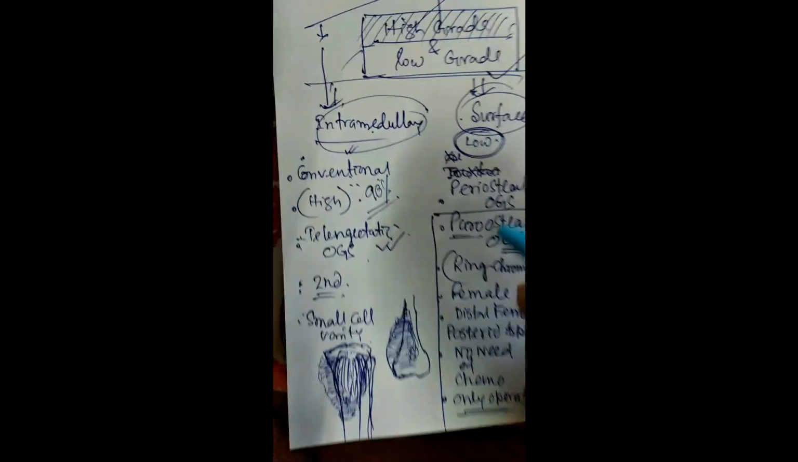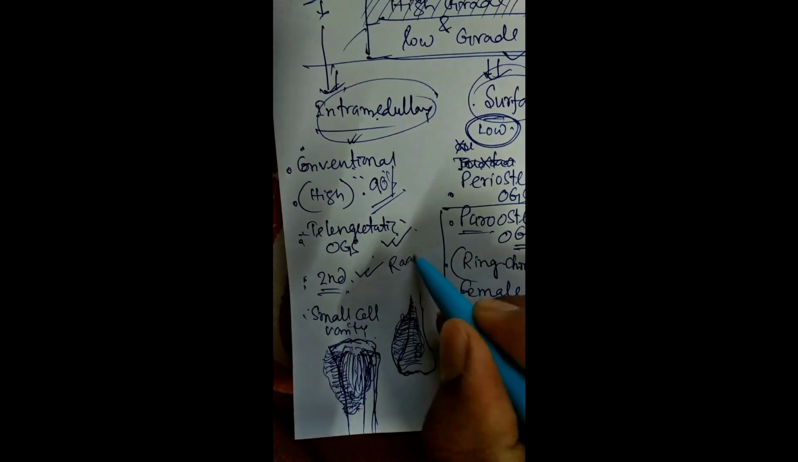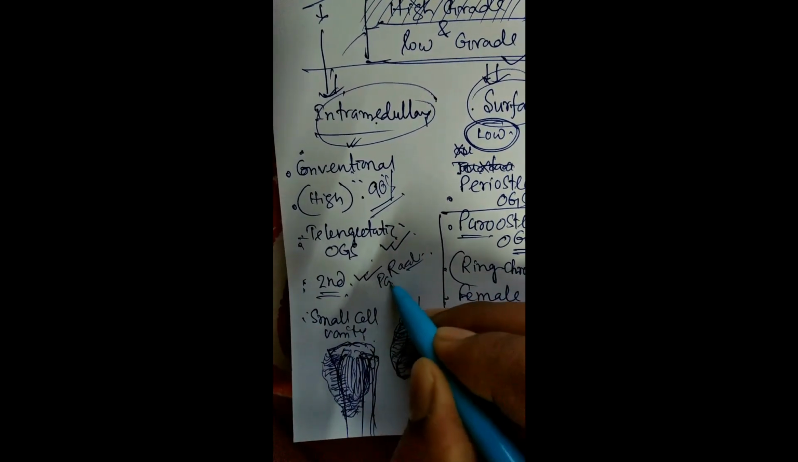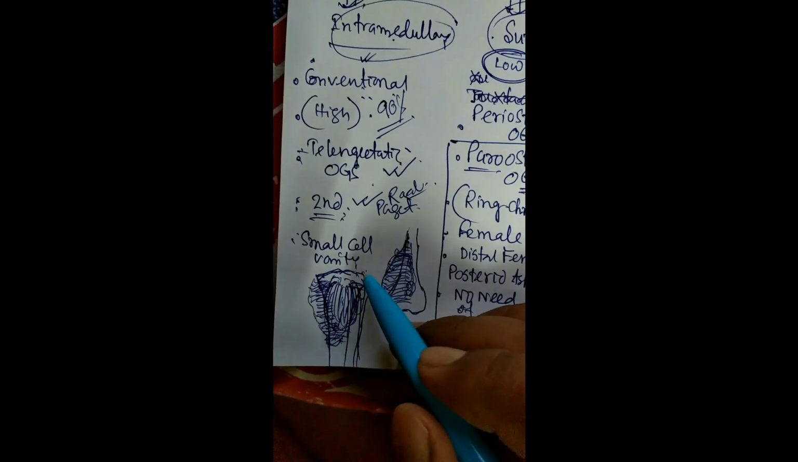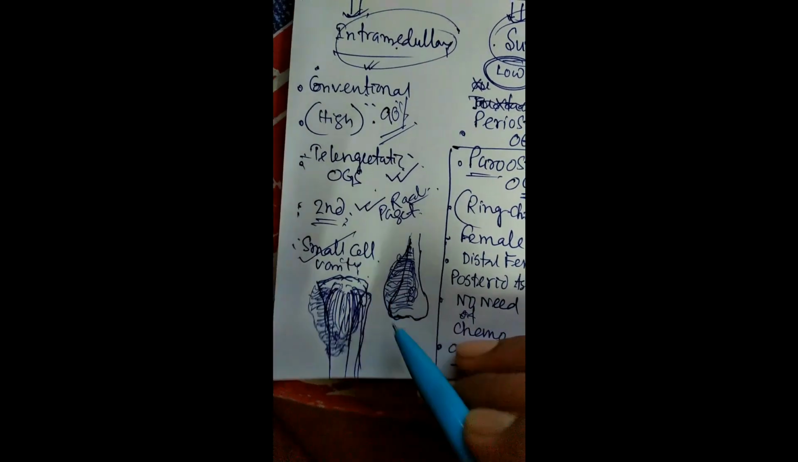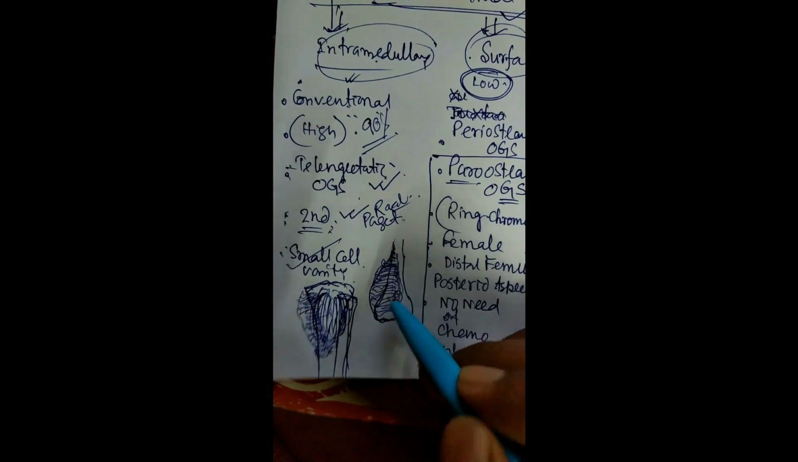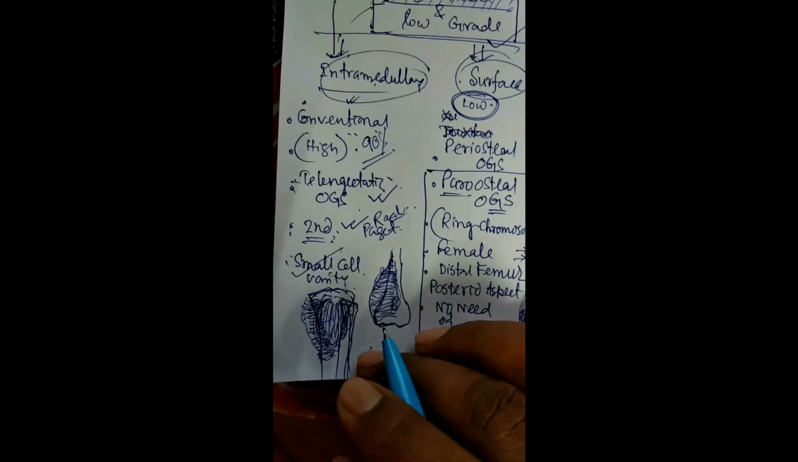Osteogenic sarcoma. Then there is some secondary osteosarcoma, for example due to prolonged radiation, or from Paget disease, where there is a chance of osteosarcoma. And there is a small cell variety also. It most commonly affects the proximal tibia and distal femur. The proximal radius and proximal humerus are also affected.